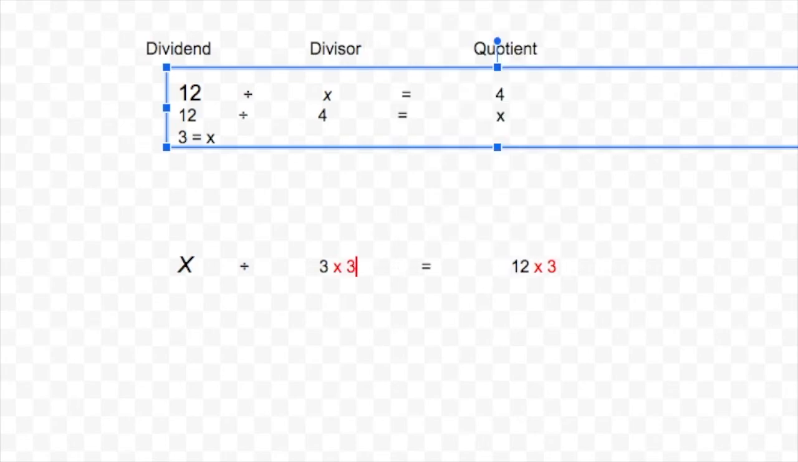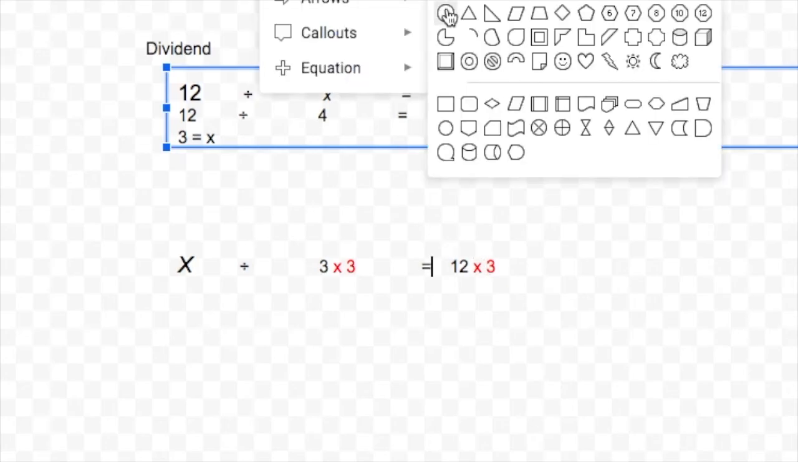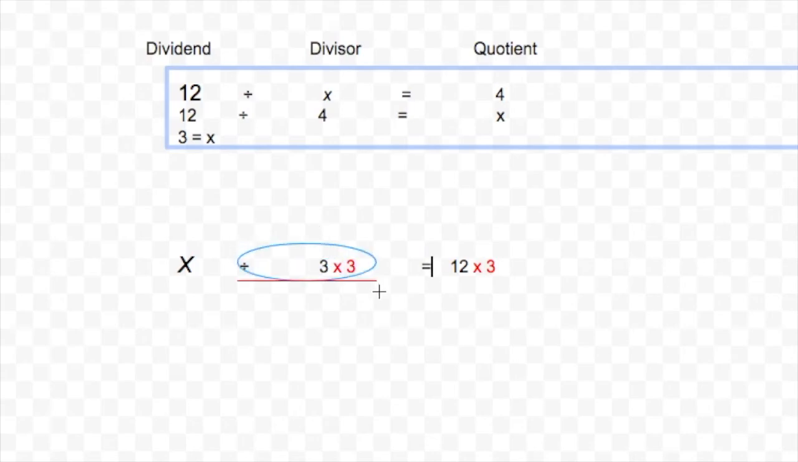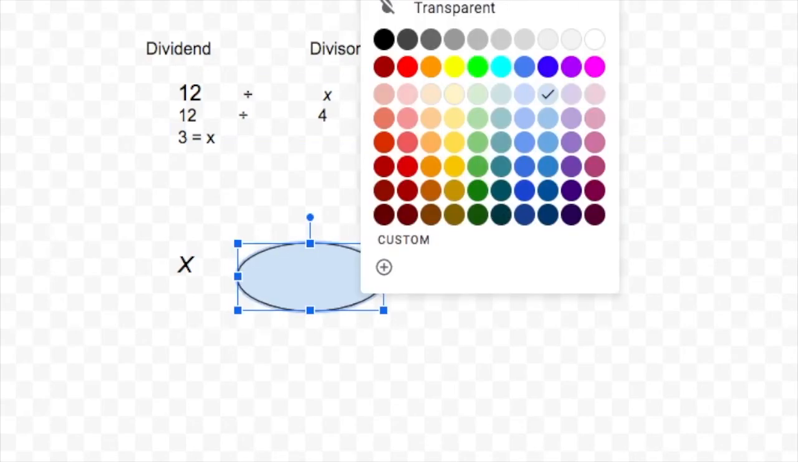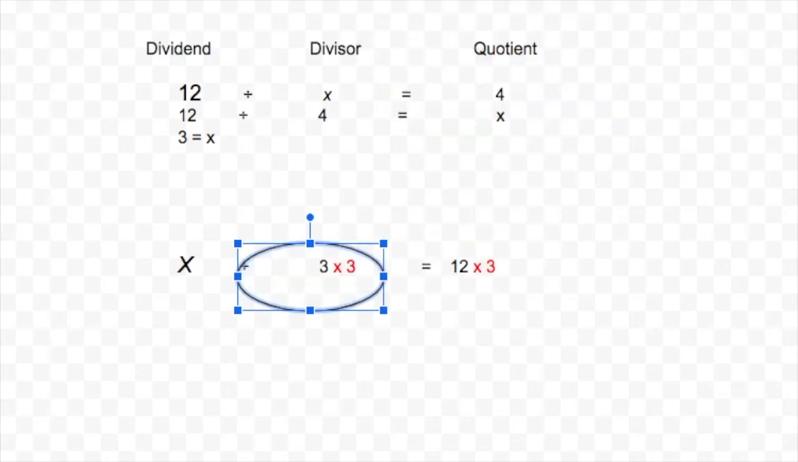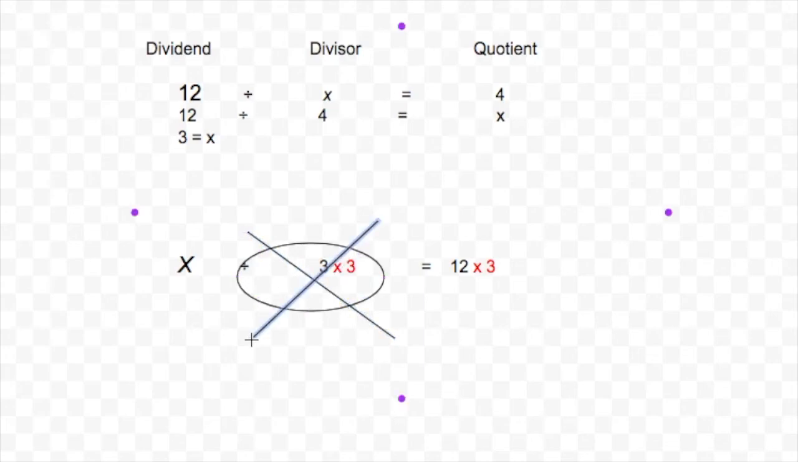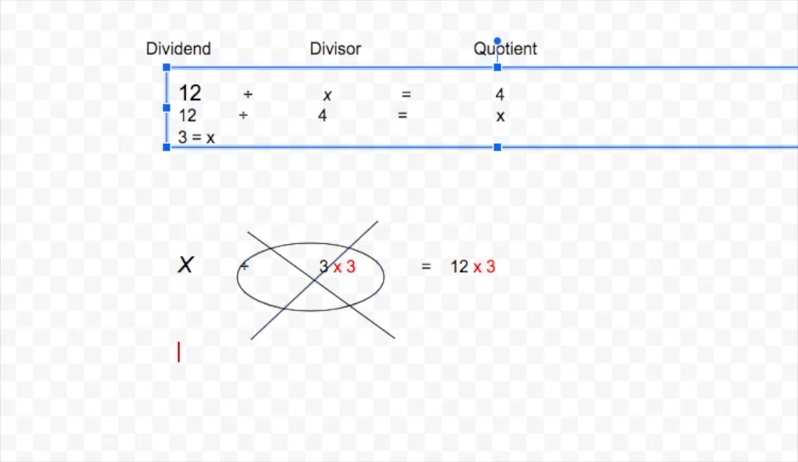Now since this is divide 3, multiply by 3, these two operations on the left side cancel each other out because they're valued at the same thing. So you would just draw a circle, and there's no net gain, no net loss here. These just cease to exist. So now we're just left with x on the left side and 12 multiplied by 3 on the right side, which gives us x equals 12 multiplied by 3, which would be x equals 36.